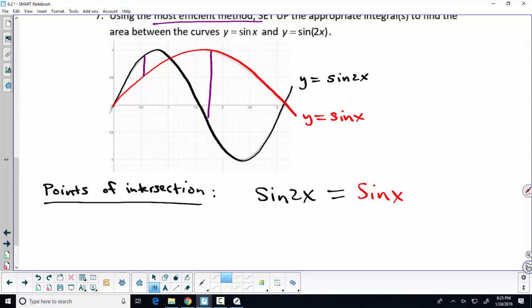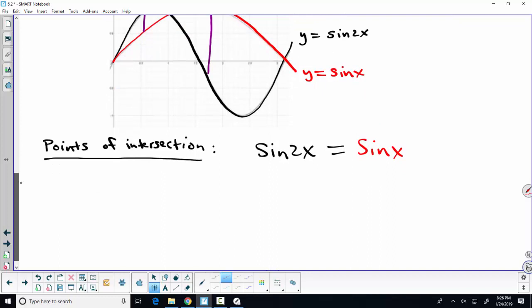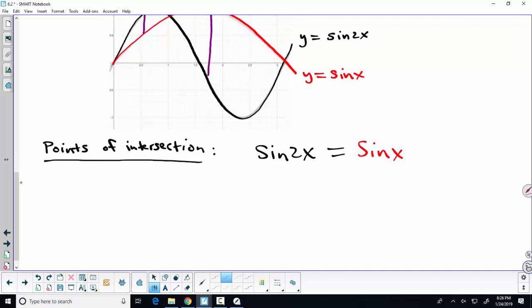And somewhere there, right? So what's the trick here to solve this? Anybody have any ideas? Do we know an identity for sine of 2x? Yeah, that one. 2 sine x cosine x? Yeah, that's what we're looking for. 2 sine x cosine x.